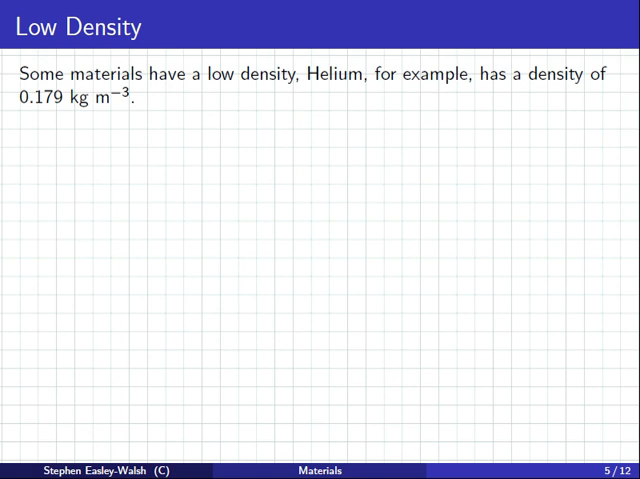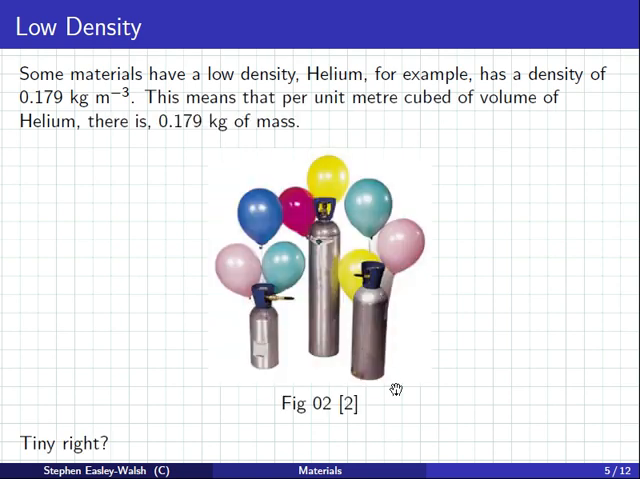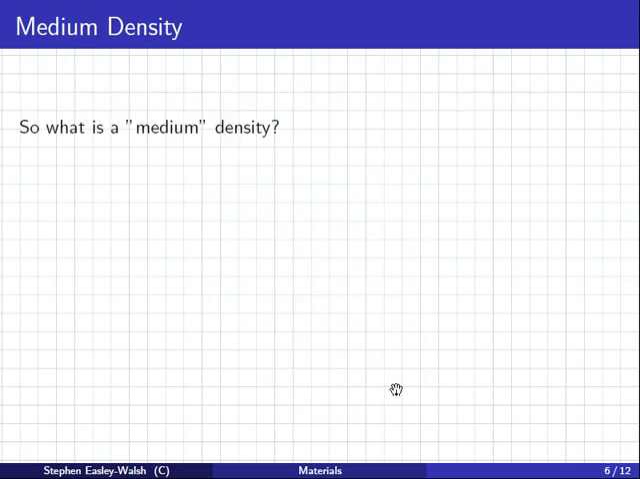So if I have a meter cubed of helium, then what will be the mass? 0.179, isn't it? Pretty small, right? What about something that would be medium density? Water would be considered a sort of medium density. I'm sure some of you know the density of water. What is it?